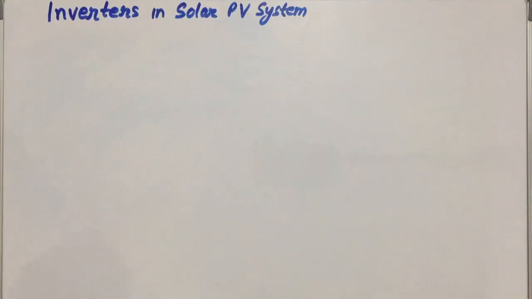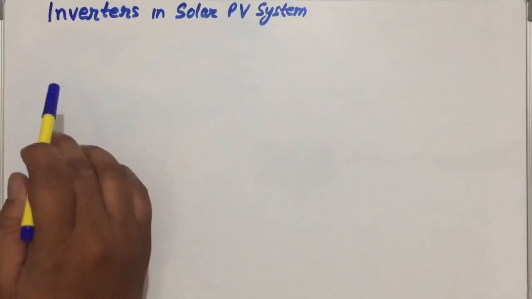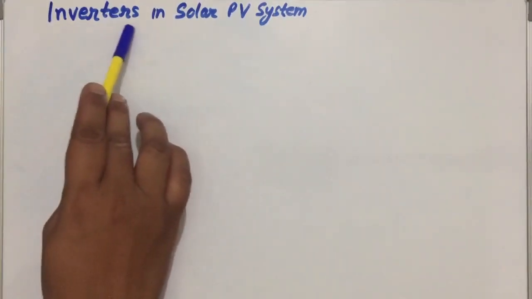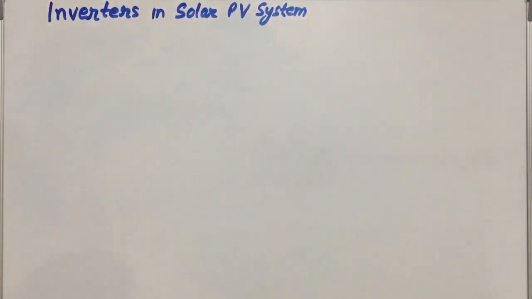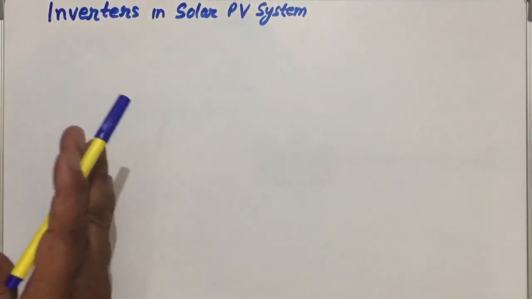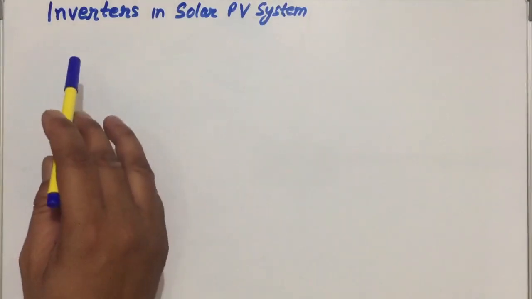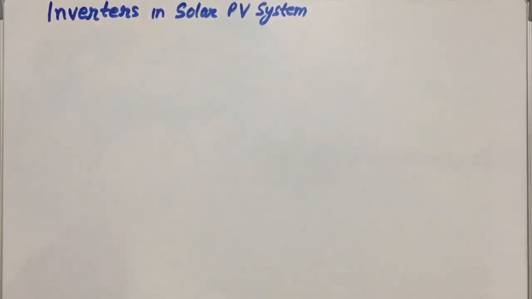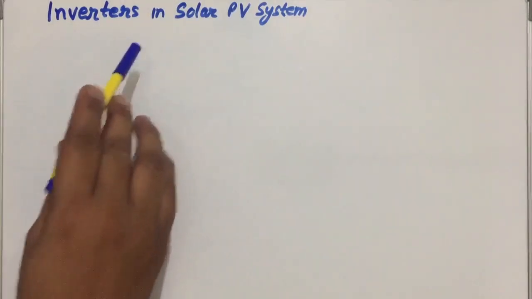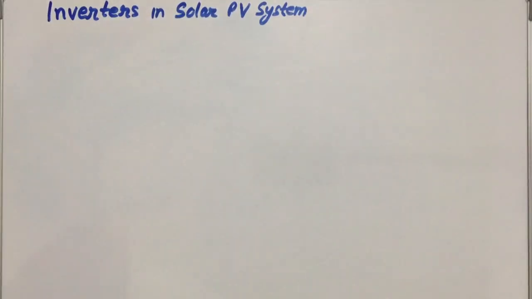Hello students, today we will talk about inverters in solar PV system. And we know that inverters are the converters that convert from DC to AC. In this topic we will not discuss the control and operation of the inverters. We will just discuss their features and the applications in solar PV system.